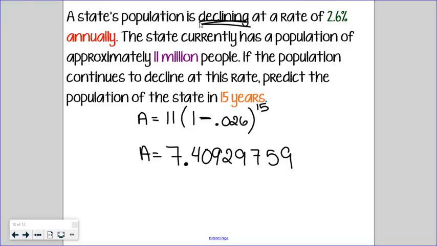No. This is apparently a bad town because everyone left. We started with 11 million and we ended with 7 people. No, that's not what's happening right there. What are we looking at right there? 7 million people. But I didn't ask for you to round it to the nearest million people. I asked for the nearest person.